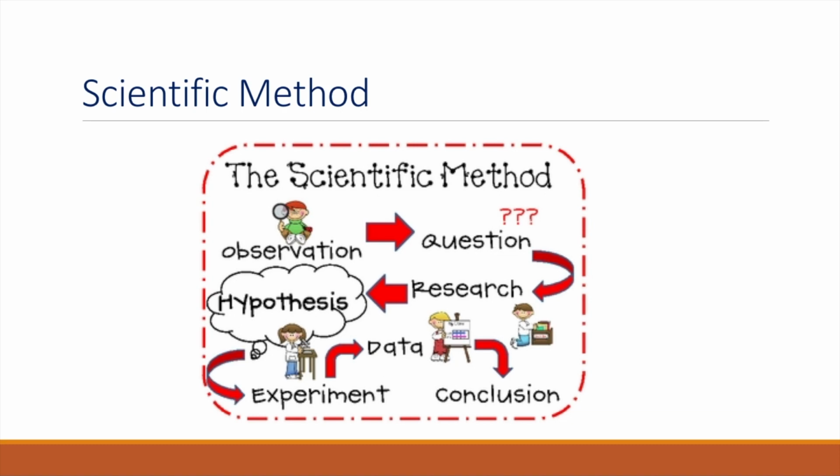Okay, so here is an outline of what the scientific method typically looks like. When we start the scientific method, we start with an observation. Then that leads us to a question. Our question leads us to some research. We form a hypothesis, we do an experiment, do some data collection, and come to a conclusion.